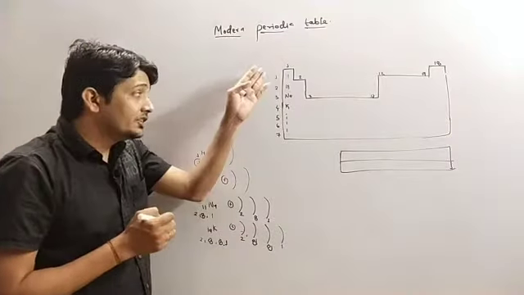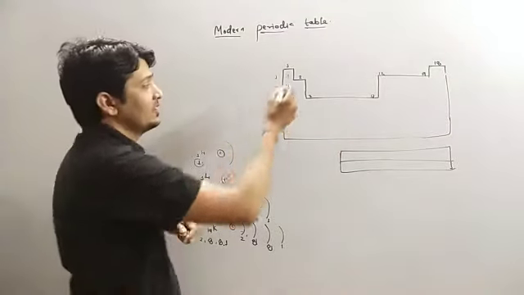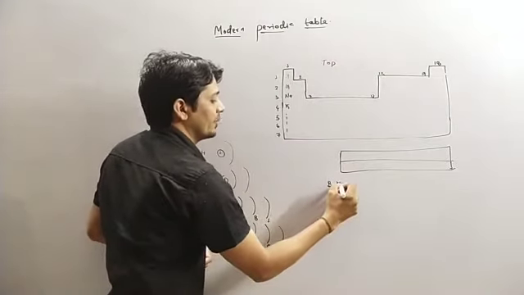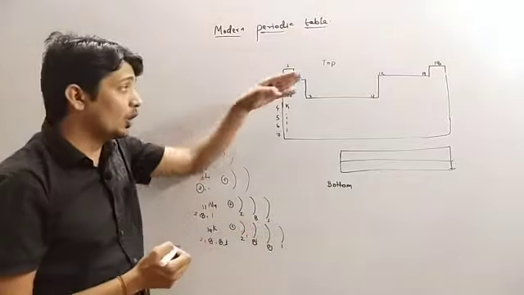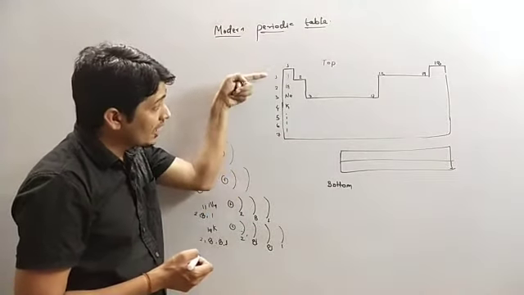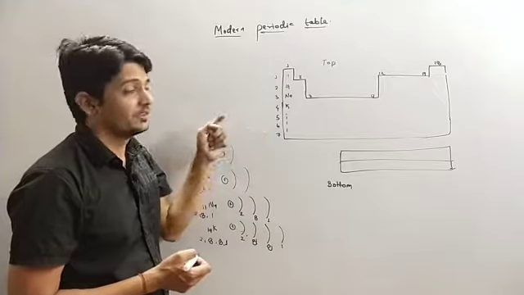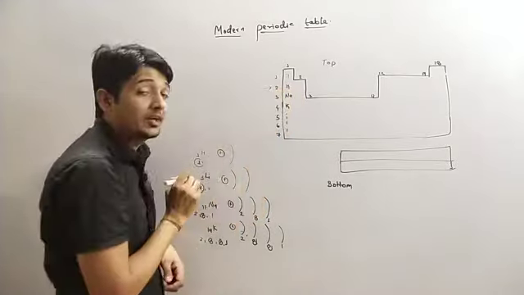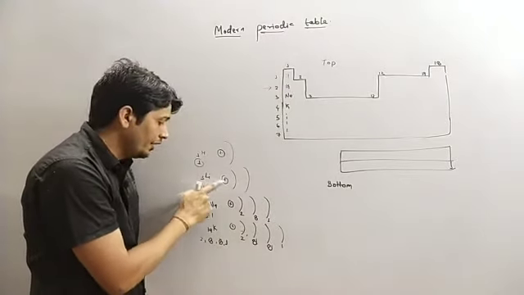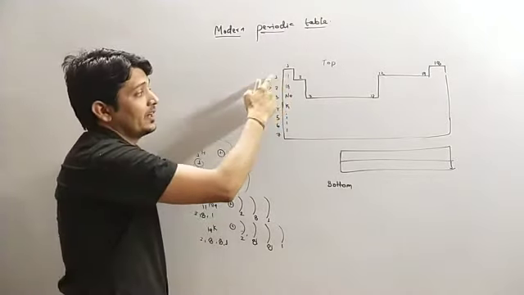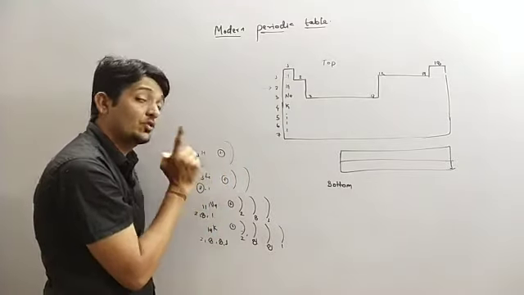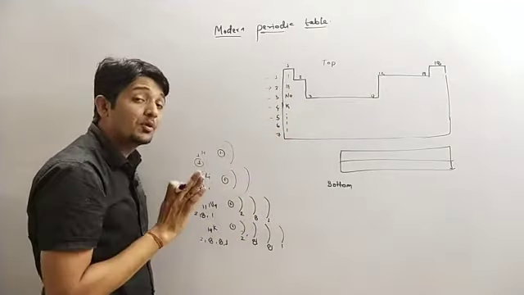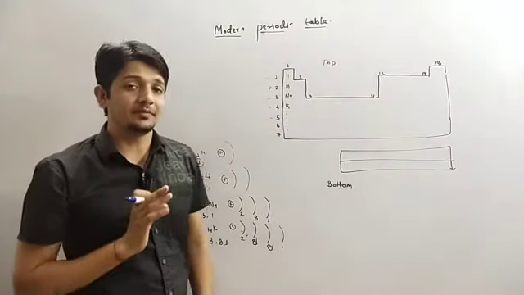So as we are coming from top to bottom, this is the top of the modern periodic table, and this is the bottom of the modern periodic table. So when we move down from the top to bottom, each time new shells are added. See, lithium is present in second period and it contains only 2 shells. Hydrogen is present in first period and it has 1 shell.